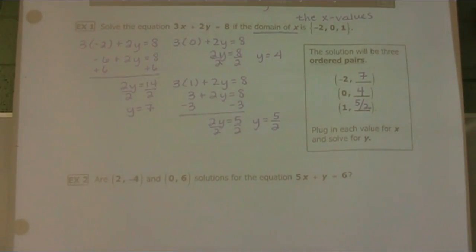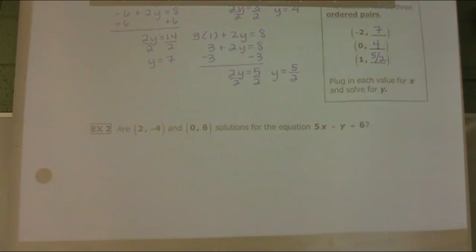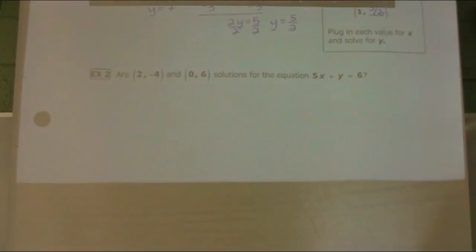So I can work starting with the x value or the y value. All right, the next example, we're going to do something a little bit different. I have 2 points here, and it says, are these 2 points solutions for the equation 5x plus y equals 6? The way that we figure this out, this is an x value, this is a y value. I'm going to plug in the x and y values into the equation and see if both sides are the same. If both sides are the same, it is a solution. If the two sides are different, it is not a solution.